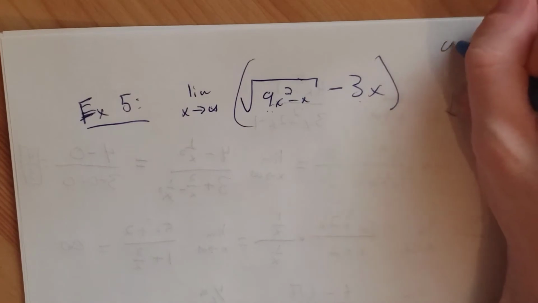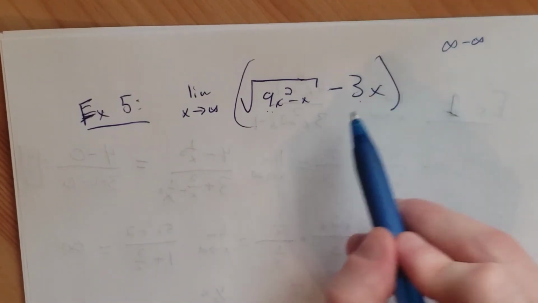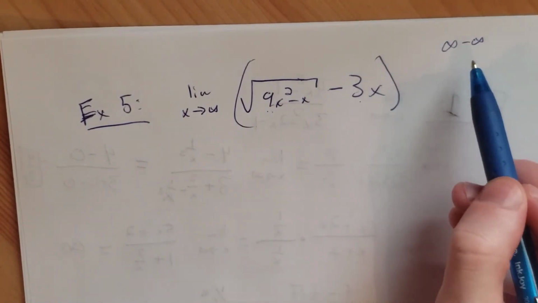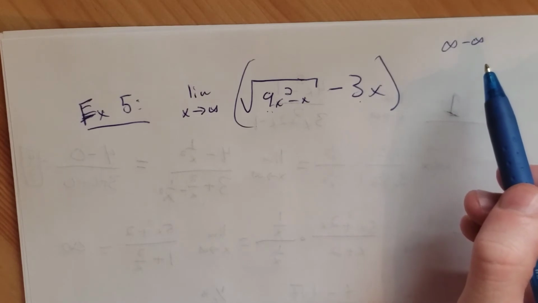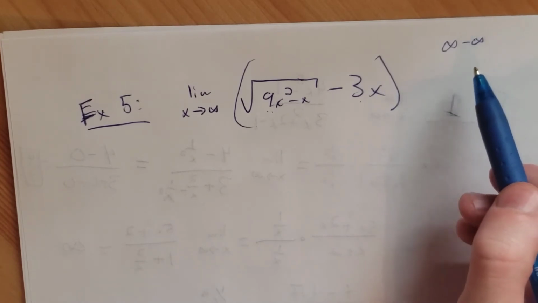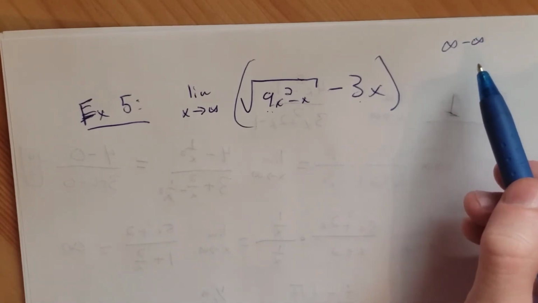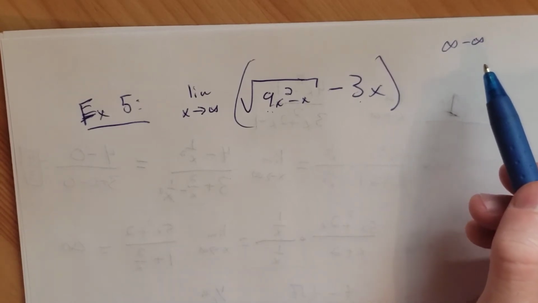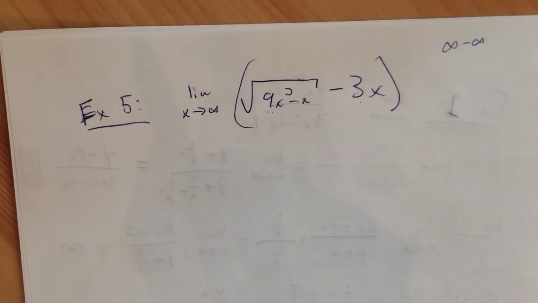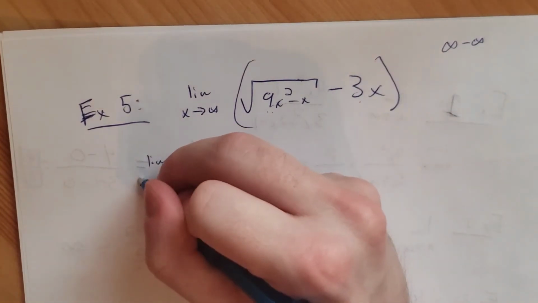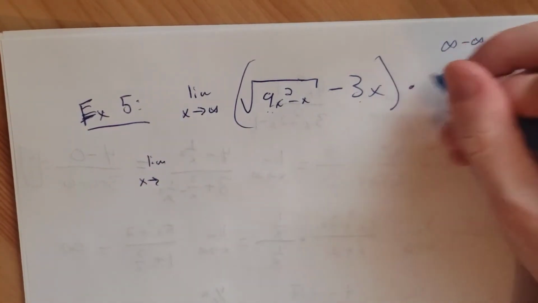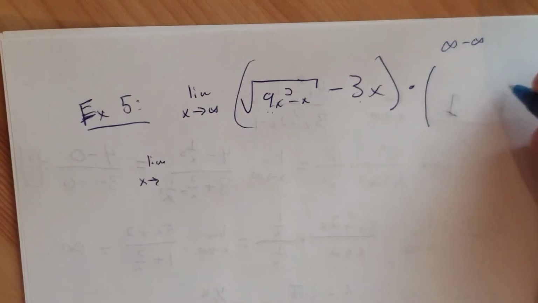So this has the form infinity minus infinity up here. And infinity minus infinity does not equal 0. In fact, infinity minus infinity, we cannot say what that means. We need to do some work to figure out what's going on here. So let's change up this function, and we're going to do that by multiplying by the conjugate.